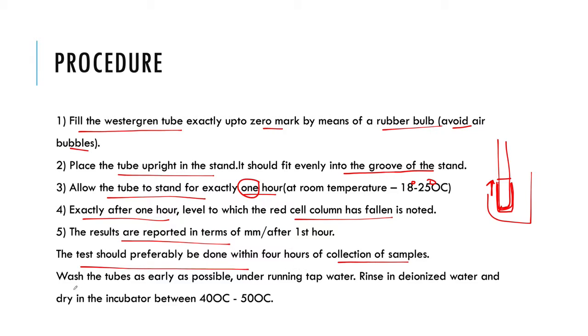Wash the tubes as early as possible under running tap water. Otherwise, the RBCs that settle down can form a clump there. So as soon as the test is over, you have to clean the tube in running tap water, and then rinse it with deionized water and dry it in an incubator at 40 to 50 degrees centigrade.